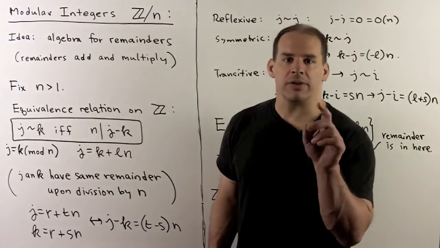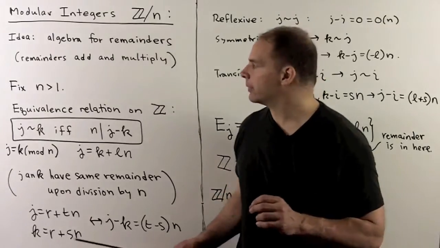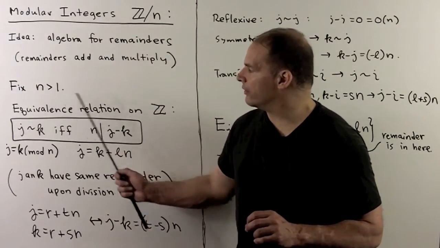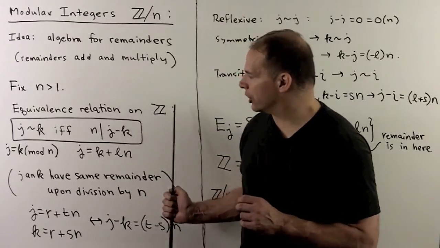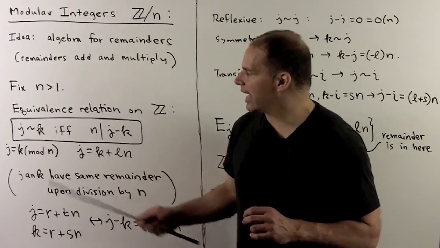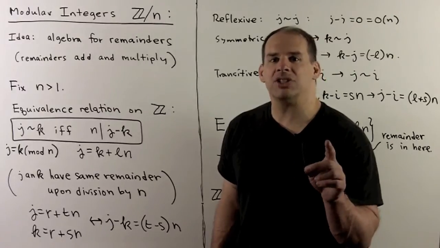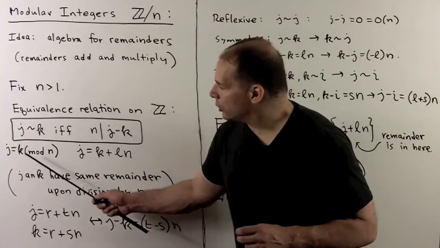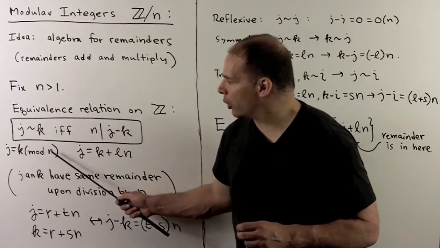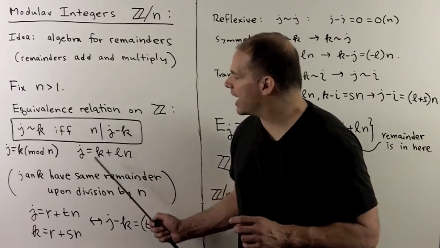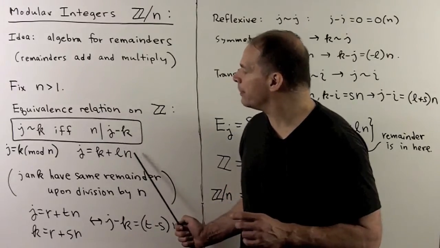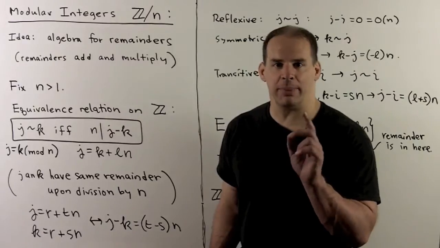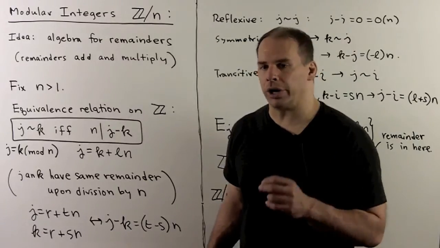Now, everything starts with an equivalence relation. So we're going to fix a positive integer n greater than 1, and our equivalence relation is going to be on the integers: we say j is related to k if and only if n divides j minus k. So one way to say this, we'd say that j is equal to k modulo n. And what this really says is that j is equal to k plus ln, or j and k have the same remainder upon division by n. So we noted that earlier.